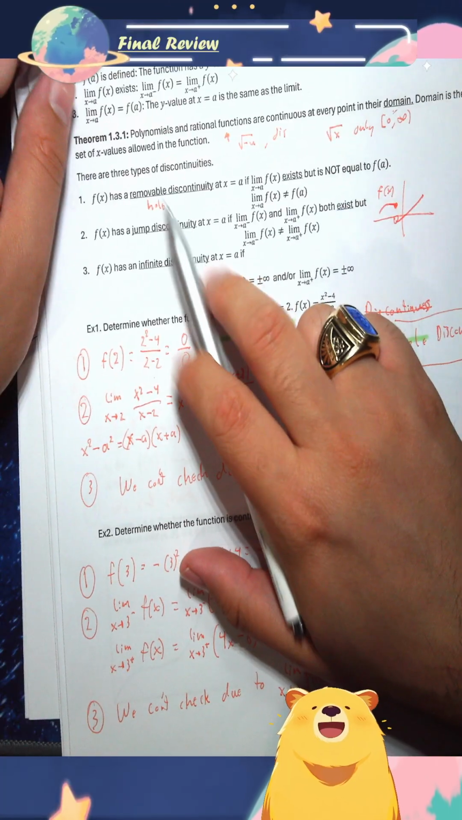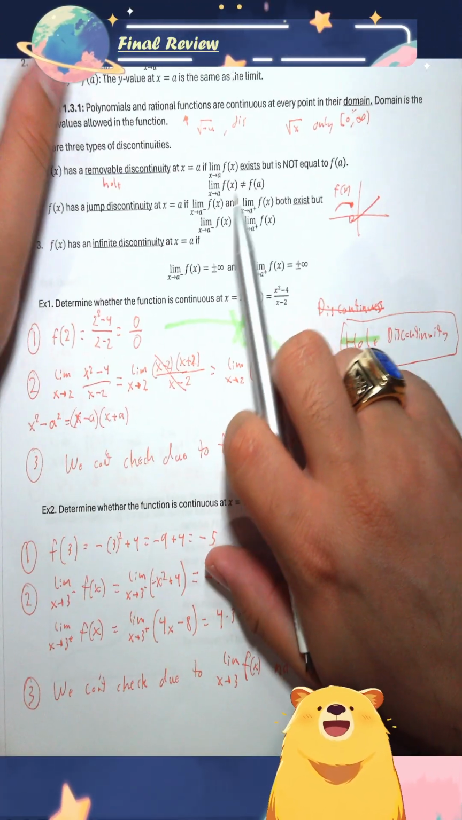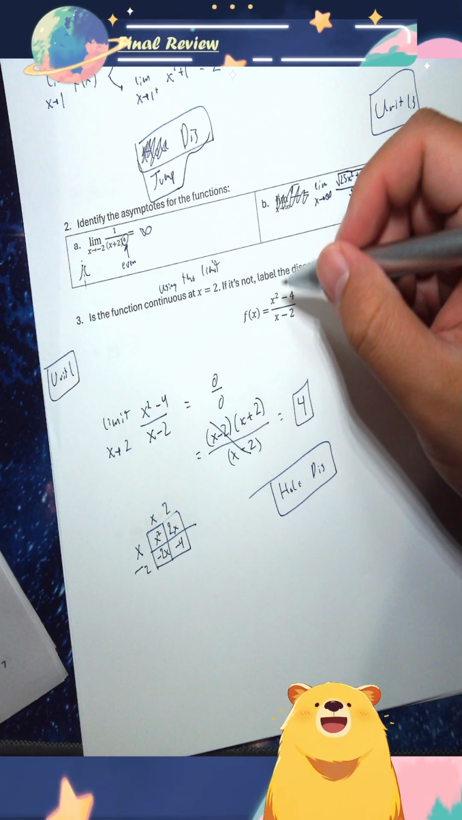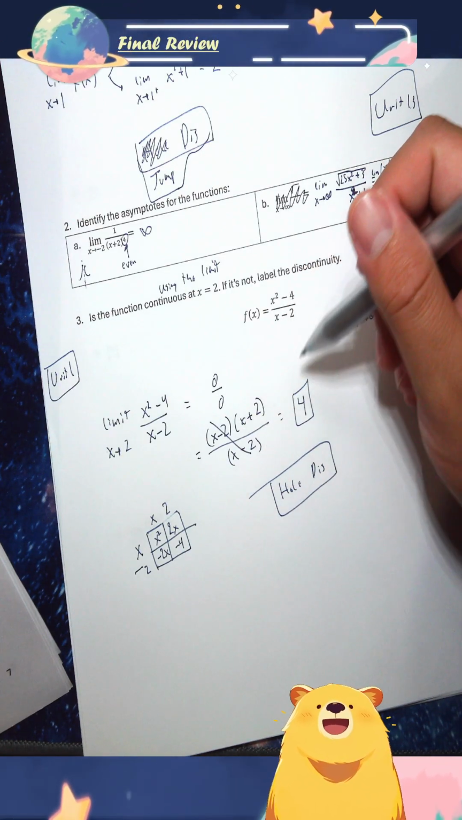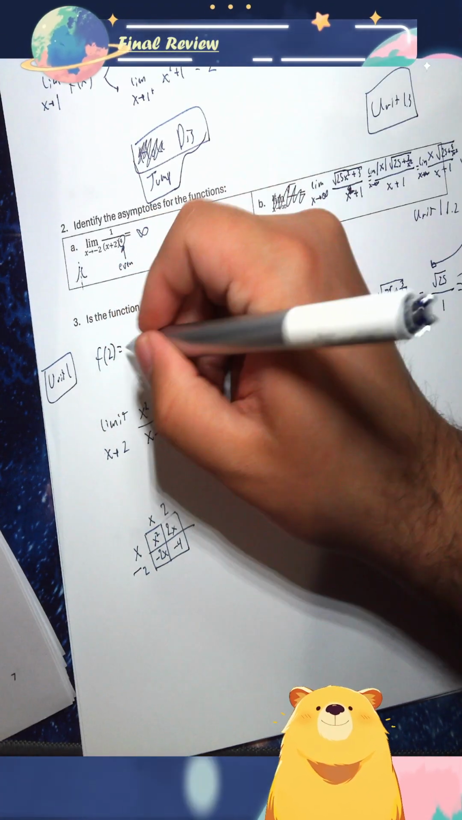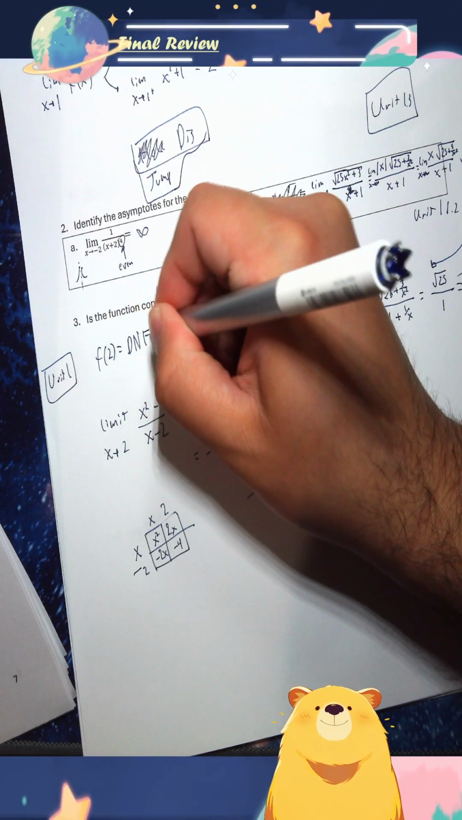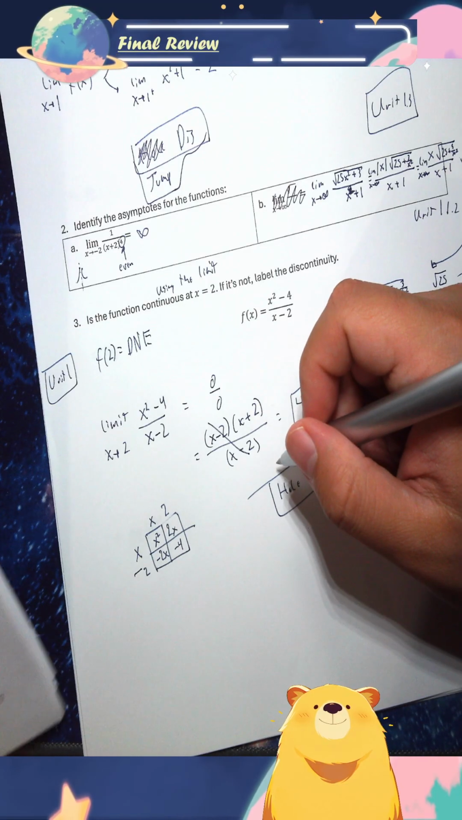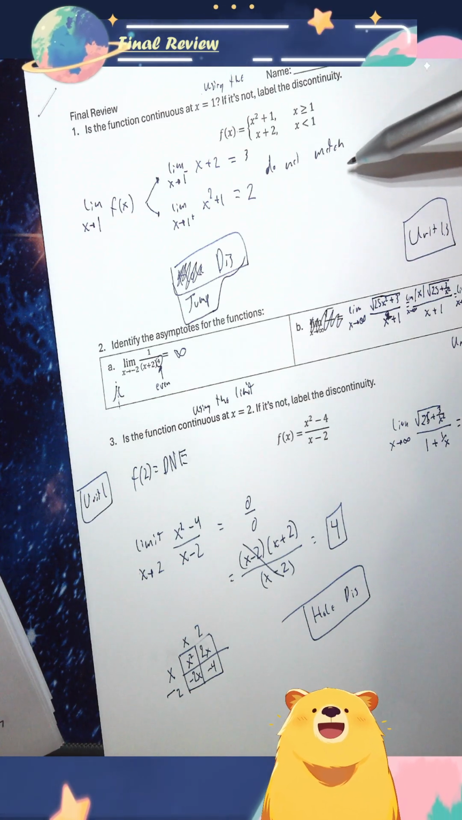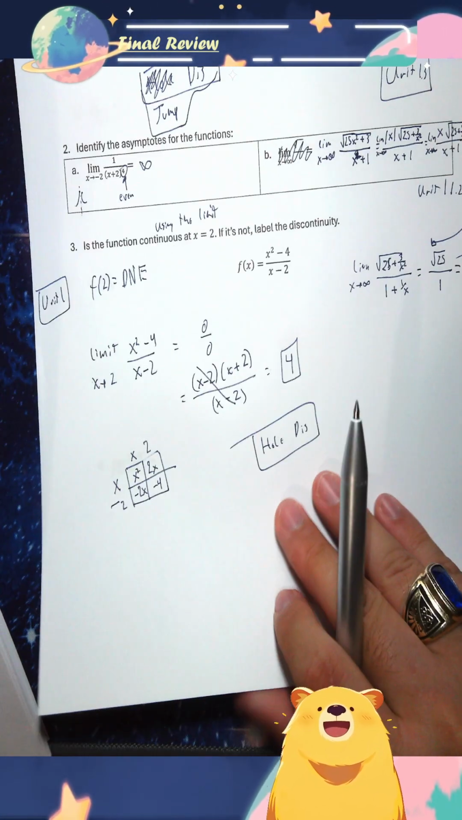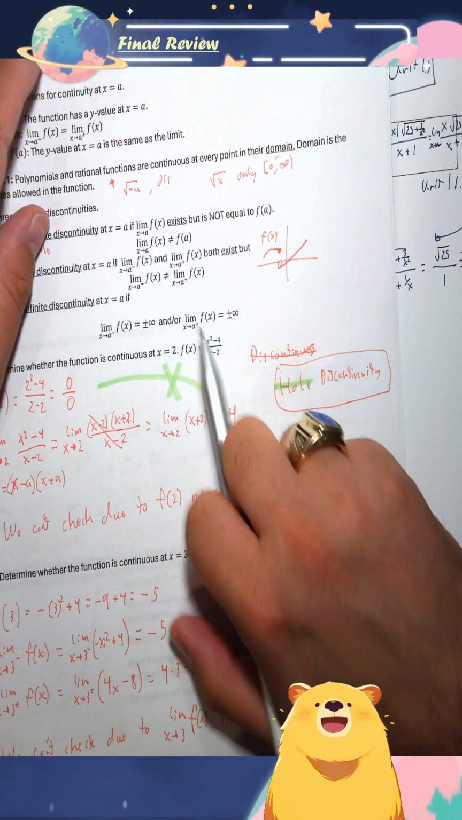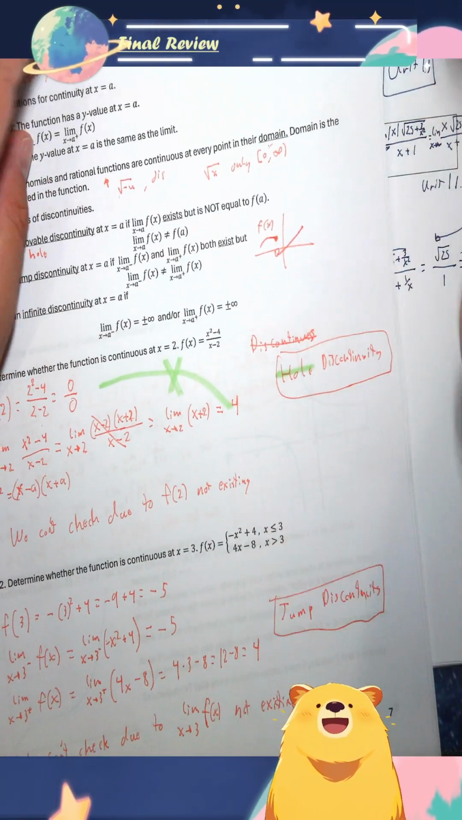A removable or hole discontinuity is when the limit of a function exists, but it doesn't equal the actual function value. Because see, if we plug it in at f of 2, we don't get anything. It does not exist. But here the limit does. And then we have a jump if both sides exist, but they do not match. And then we have an infinite discontinuity if the left and the right have these infinities going on.